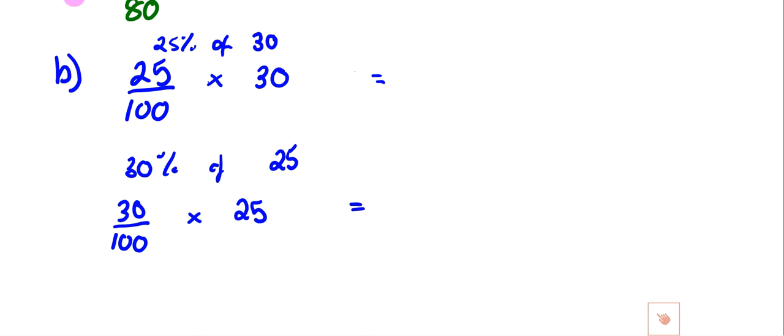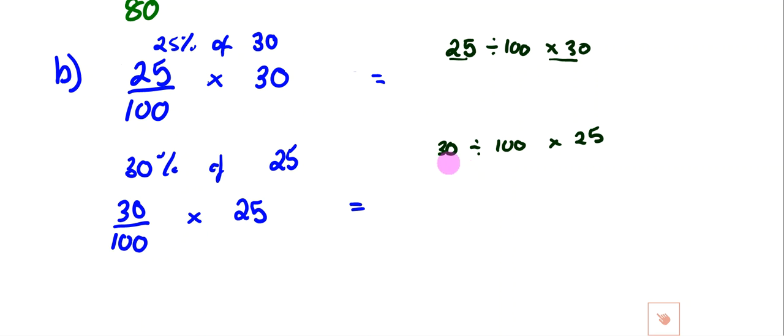I think it's a bit simpler than this. If you look at it, guys, on this one we do 25 divided by 100, then multiply by 30. In this one, we do 30 divided by 100, and then multiply by 25. So basically, we're doing 25 times 30 the other way around, but we're still doing the divide by 100. Would that still give the same answer? Yes, it does.